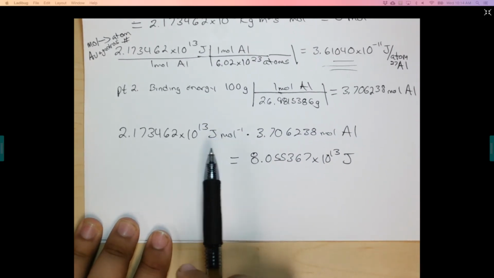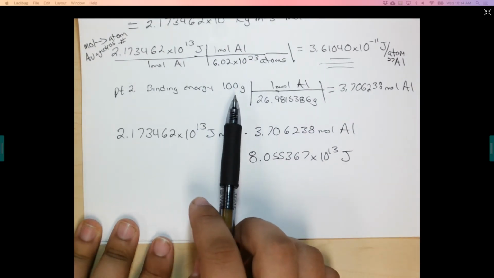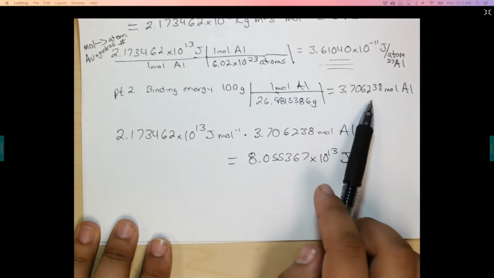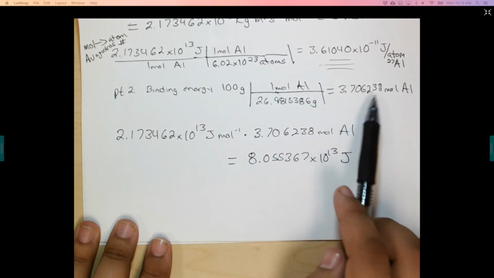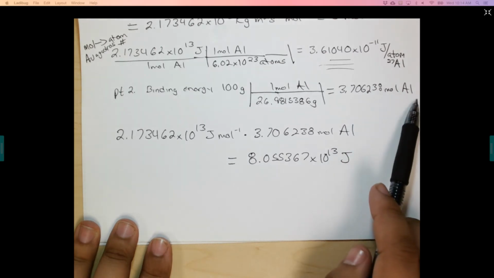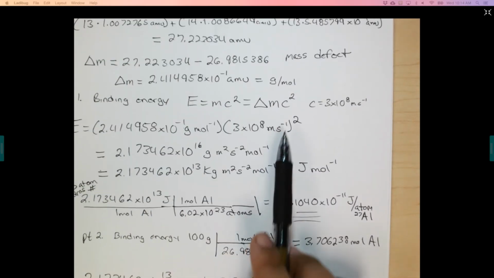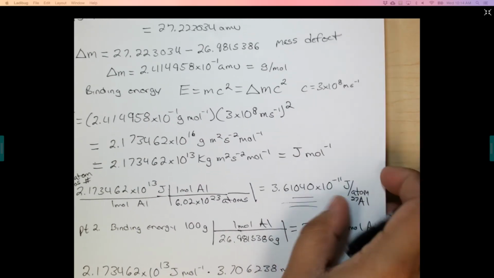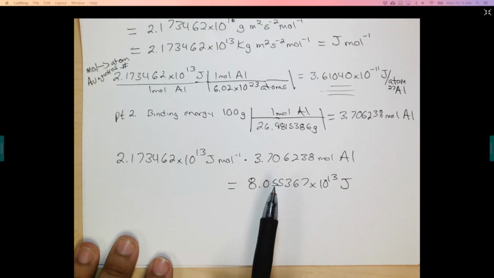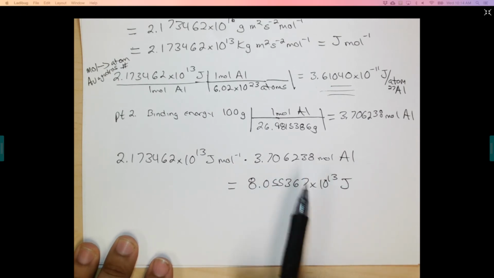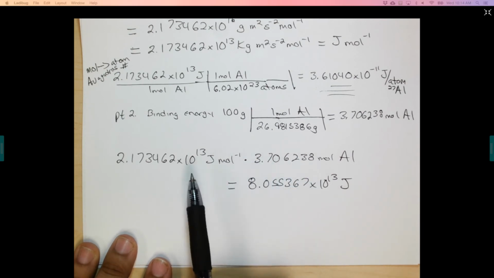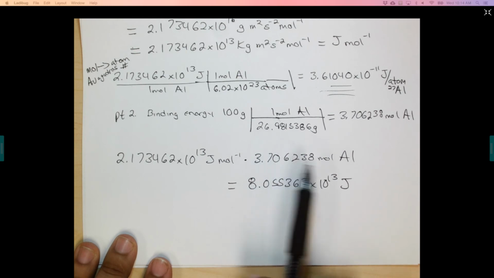So if we take 100 grams and divide that by the atomic mass listed for aluminum, we see that we have roughly about 3.706238 moles of aluminum. And if we multiply that number by the joules per mole value that we have here, then we can get the value that we're interested in, and we see that there's a huge amount of joules, millions, billions of joules of energy associated with the binding energy of 100 grams, right?